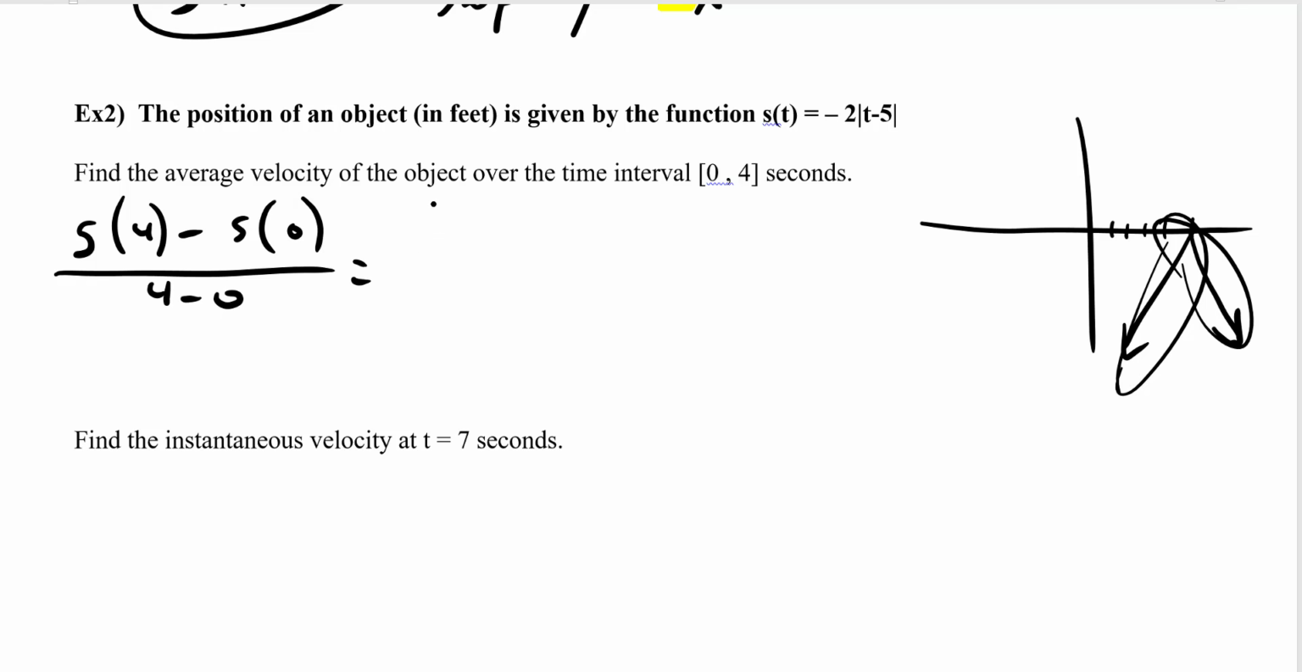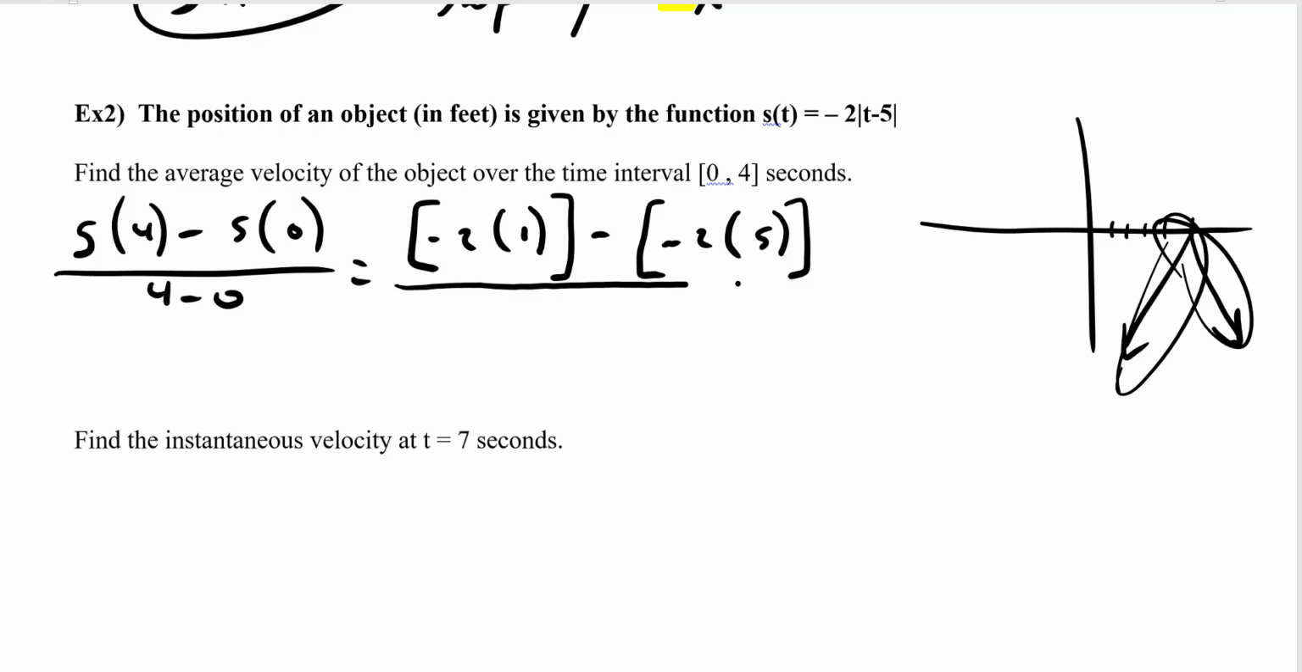Okay, so let's plug that in. If I put a 4 in there, I get negative 2 times, and let's put the 4 in there now. So 4 minus 5 is negative 1. Absolute value of negative 1 is positive 1. Okay, that's cool. Minus negative 2 times, and then if I put a 0 in there, I get 0 minus 5 is negative 5. Absolute value of negative 5 is 5. So it's negative 2 times 5.